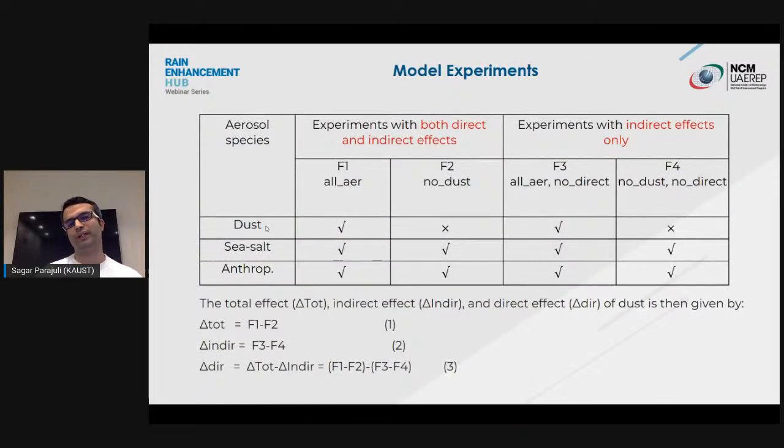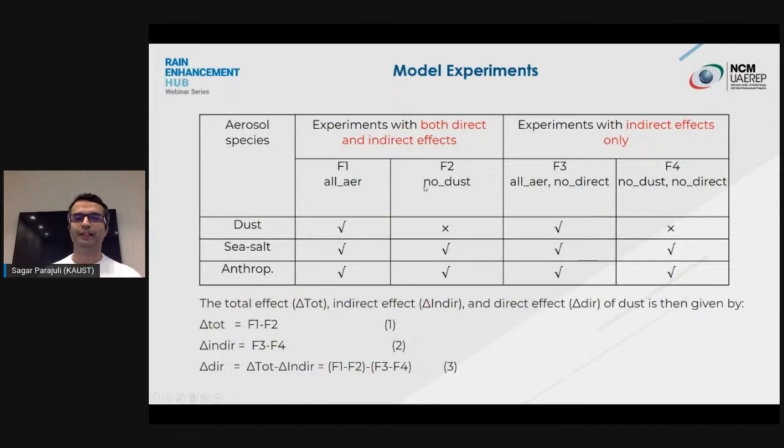So we have two sets of model experiments. The first set here includes both direct and indirect effects. And the second set here on the right includes only the indirect effects. That means in this experiment, we are restricting the aerosol radiation interaction, so we are only going to get the indirect effects. And why are we doing these two sets of simulations? Because we want to calculate the total effect, indirect effect, and direct effect. When we have these two sets of experiments, we can calculate the direct effect by subtracting the indirect effects from the total effects. And that will give us the direct effects.